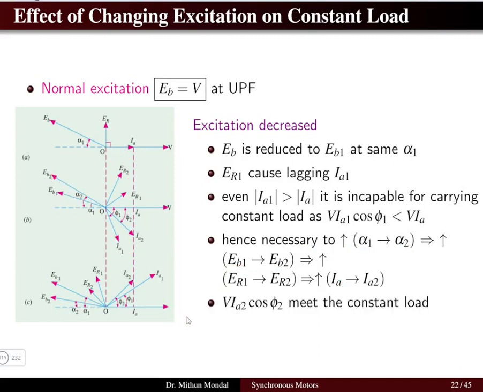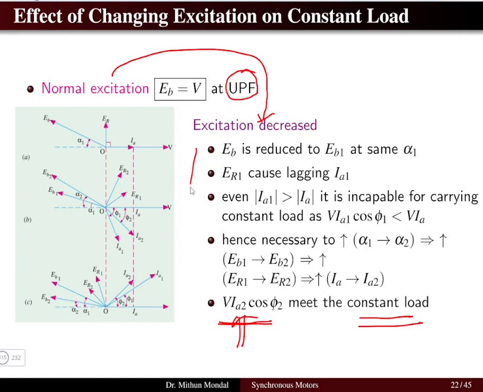So what has happened with that? The new power V IA2 cos phi 2 will meet the constant load demand. The new power, that is the product of voltage into current into the new power factor, will meet the constant load demand. So in this way, when the excitation has changed from normal excitation to decreased excitation, starting from the unity power factor condition, a series of events has taken place to meet the constant load demand with a new current IA2 and a new power factor angle cos phi 2.